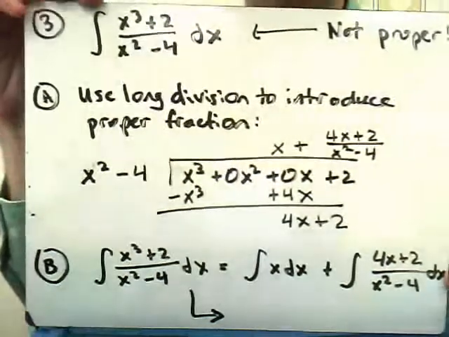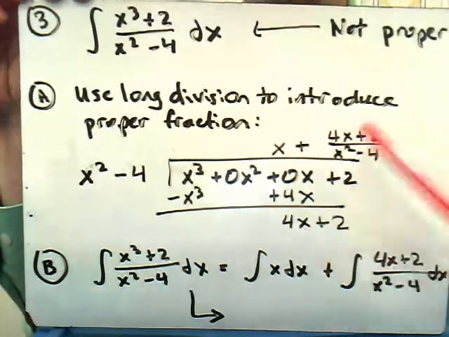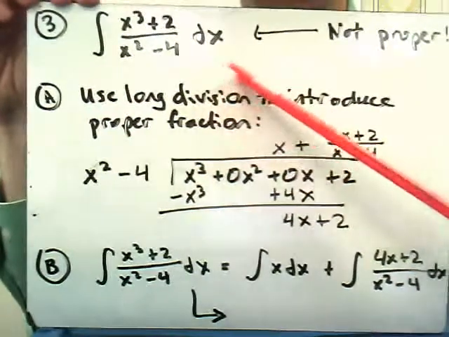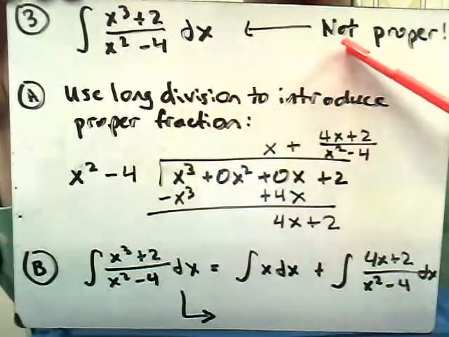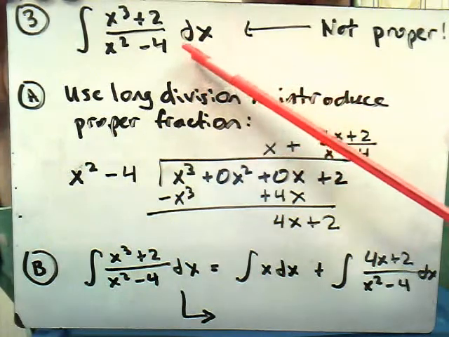Now we have a third problem here. In this case, our problem is the integral of x cubed plus 2 over x squared minus 4 dx. The issue with this is this is not a proper fraction. In order to perform integration by partial fractions, we need to have proper fractions.